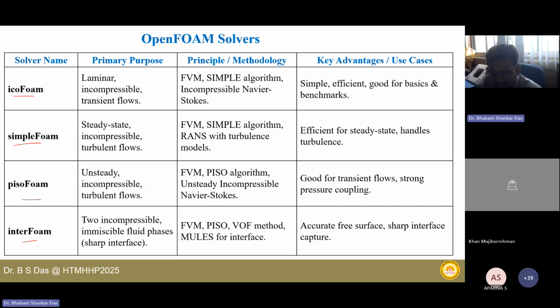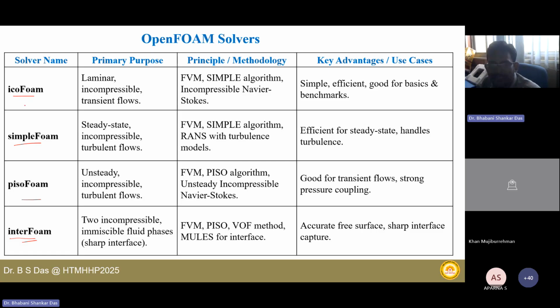These solvers are ready-made and built into OpenFOAM. These are the packages available. Just like in MATLAB, if you are working in Python, you can use the NN package. Those packages are embedded in the tool itself. So for solving hydraulics problems in OpenFOAM, various packages are already there.